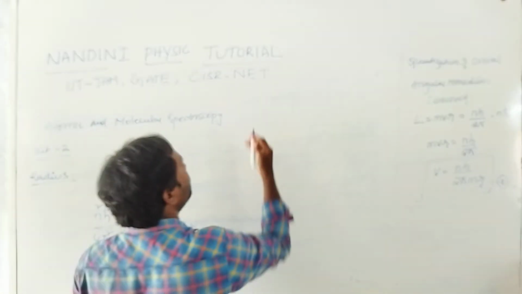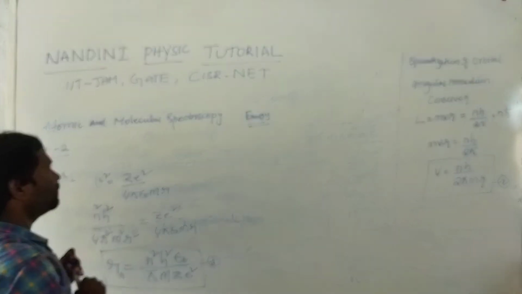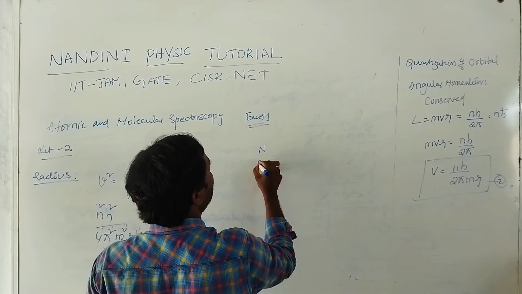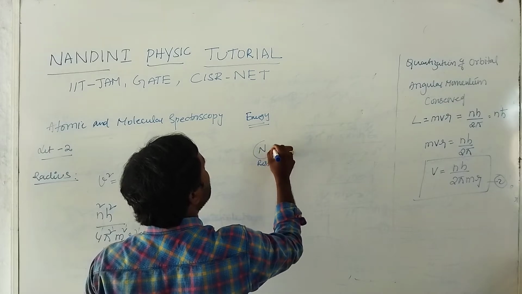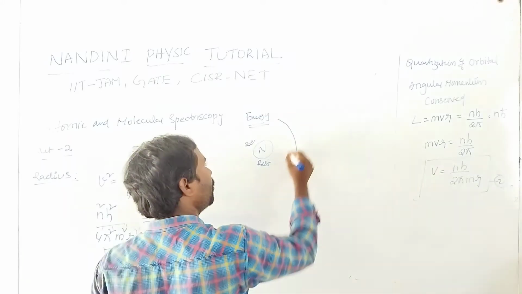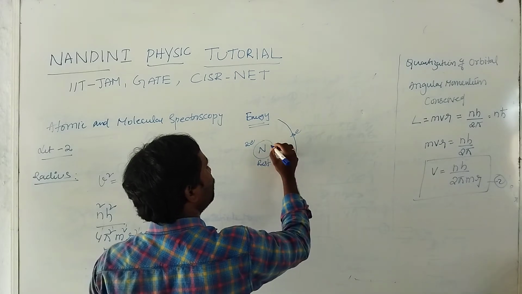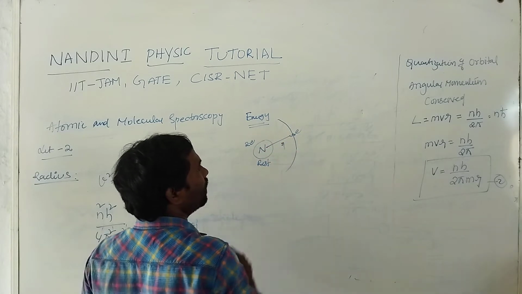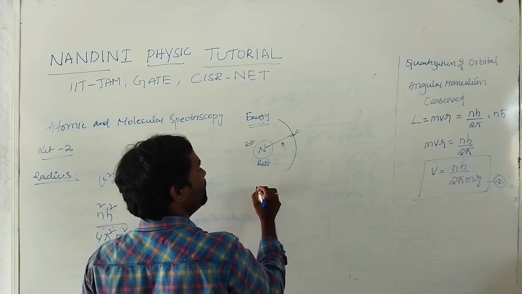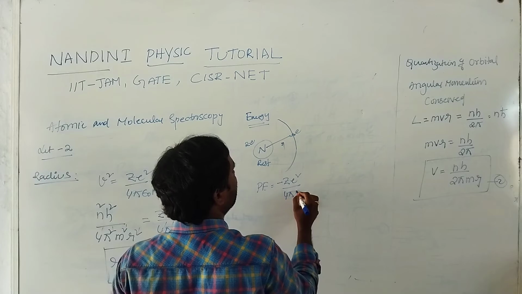So I want to find the energy of the Bohr atom. Bohr considers the nucleus to be at rest. This nucleus has a charge Z, and there is an electron revolving in a circular path. At the rest position, this is the distance between nucleus and electron. If the nucleus is assumed to be at rest, the potential energy P is equal to minus Z E square by 4 pi epsilon naught R.